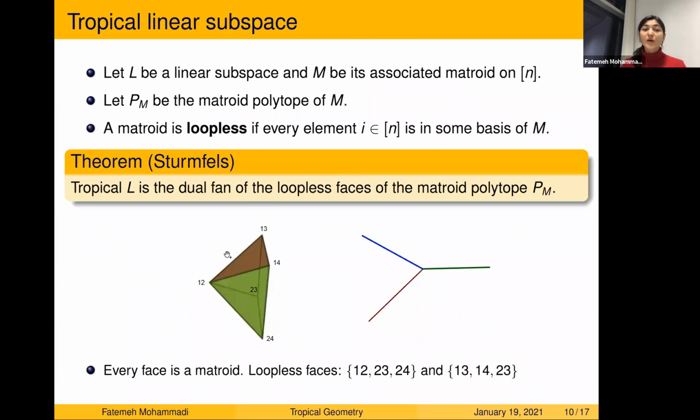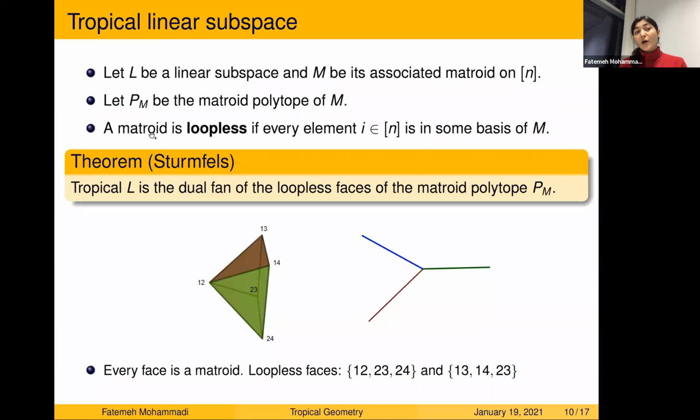Here is the matroid that we just saw with 5 independent sets. If I look at this facet, the triangle drawn in brown, I see that the vertices are 12, 13, 14, and they also represent a matroid, which is smaller than the original one, if you take the matroid polytope as the definition of the matroid.